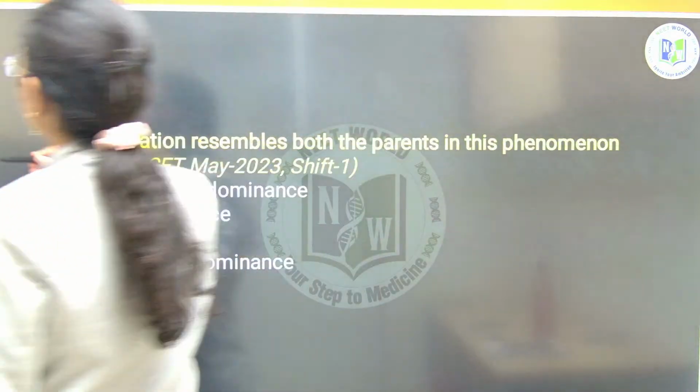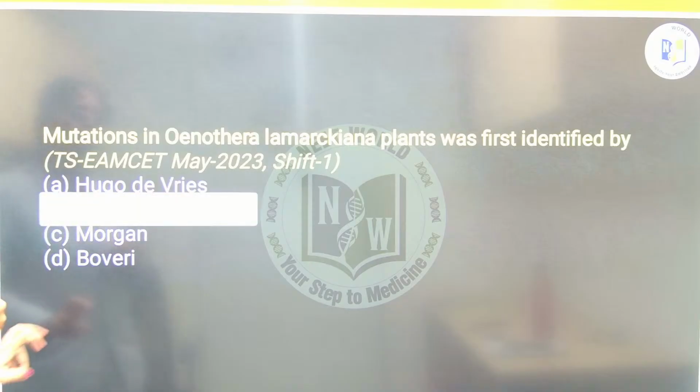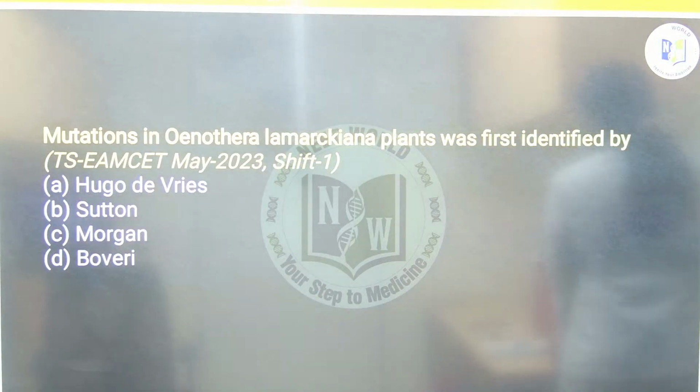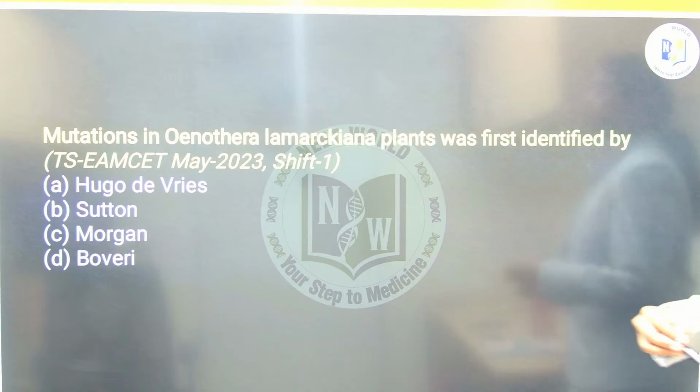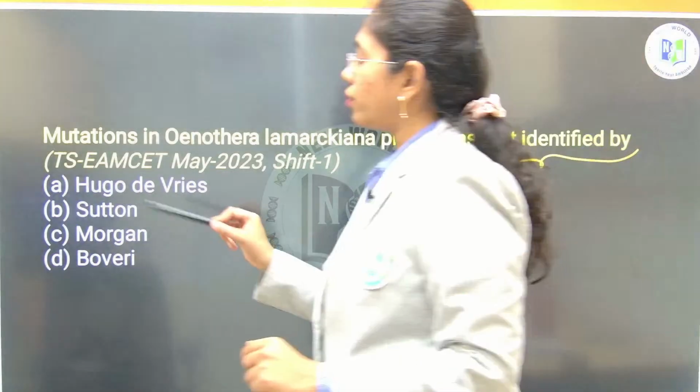And if you look into the next question, mutations in Oenothera lamarckiana plants was first identified by which scientist? Take your time and answer. Mutations in Oenothera lamarckiana plants was first identified by Hugo de Vries, which is option A.